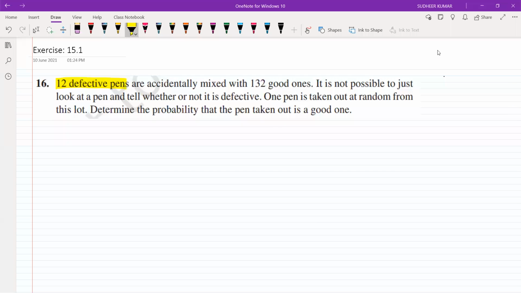12 defective pens are accidentally mixed with 132 good ones. It is not possible to just look at a pen and tell whether it is fine or defective. One pen is taken out at random from this lot. Determine the probability that the pen taken out is a good one. So find the probability of good pens.